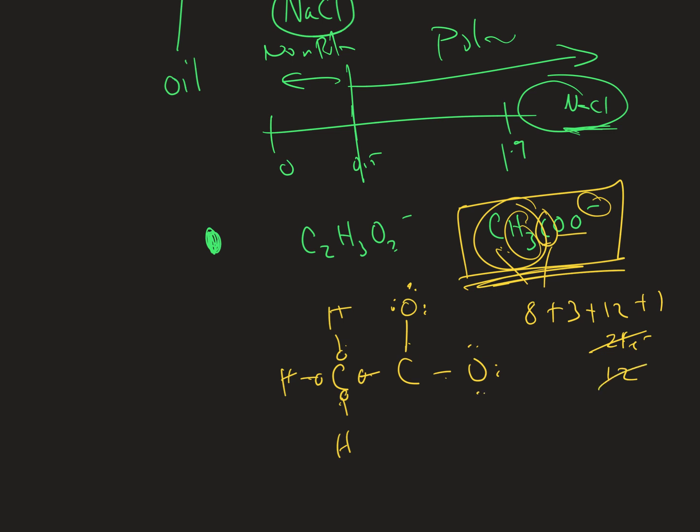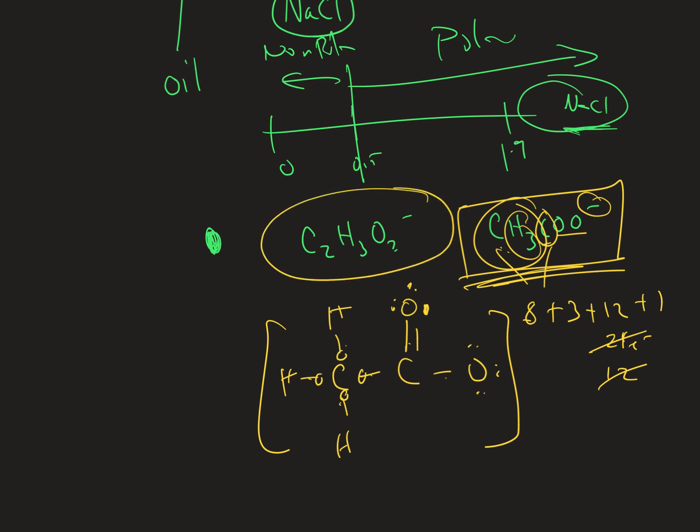Carbon doesn't have an octet, so we have to have a double bond, don't we? Does it matter which oxygen you choose? No, it doesn't. We put it right there, and now it's perfect with a -1 charge.